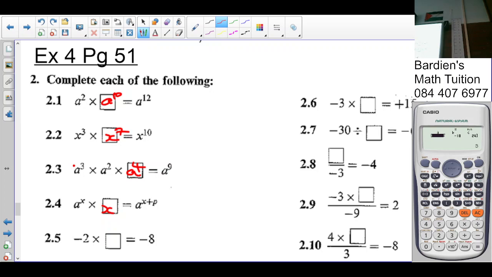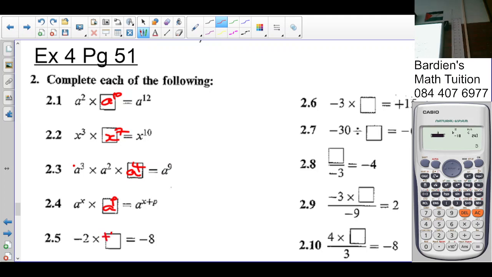x to the exponent? Oh, sorry, not x but a to the exponent p. As you can see, when you're multiplying and bases are the same, we add the exponents, not so? So it's going to be a to the x multiplied by a to the p will give you a to the x plus p. Remember, when you're multiplying and bases are the same, we add the exponents. 2.5.